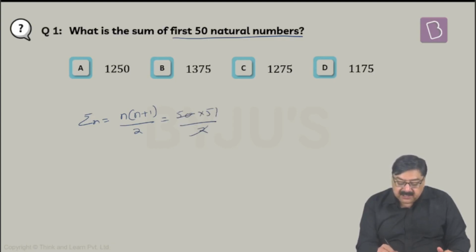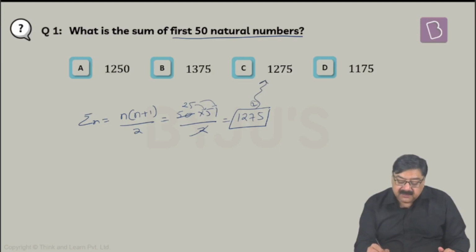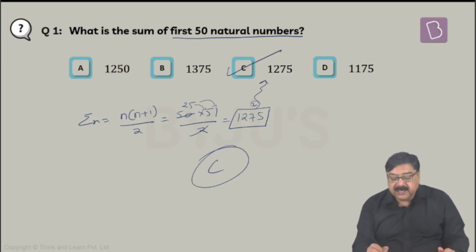2 and 50 they cancel by 25. So 25 into 1 is 25. 2 gets carried over. 25 into 5 is 125. Plus this 2 shall be 127. So 1275 should be the answer which is given to us in choice C, which becomes the answer here.